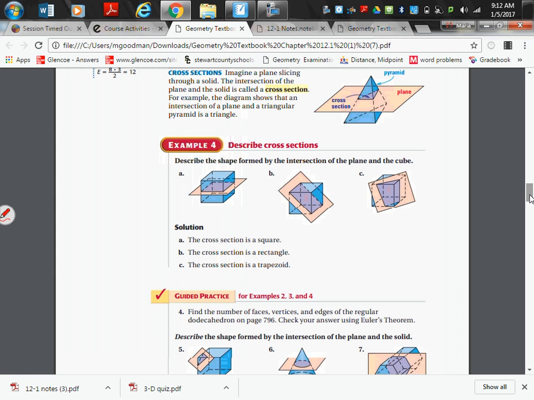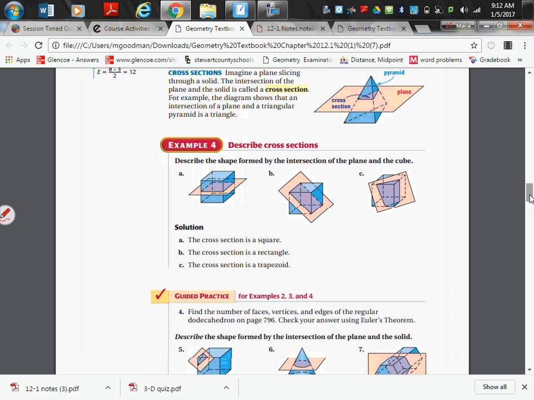So what shape is the cross section in A? Mr. Richardson, in shape A, what shape is the cross section? Square. Good. Because it is going parallel, it's the same shape as the bases.